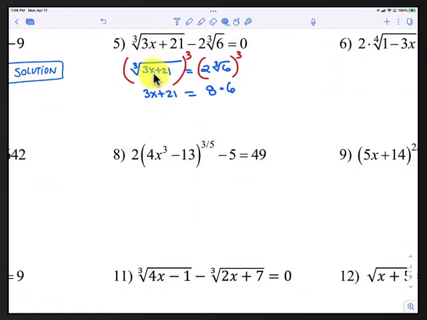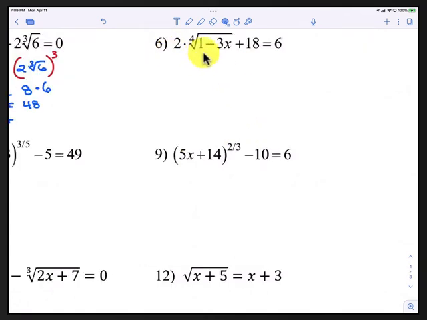That gets rid of the radical on the left, so you just have 3x plus 21. On the right side, you are raising 2 to the third power to get 8, and then the cube root of 6 raised to the third power just removes the radical, and so you have 8 times 6. Well, 8 times 6 is 48. Now let's subtract 21 from both sides. We now have 3x equals 27. Now let's divide by 3 on both sides, and we get x is equal to 9. And when you plug 9 back into the equation for x, you will see that it does equal 0 on both sides. So x is 9.